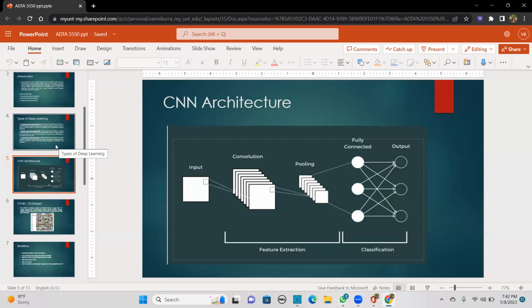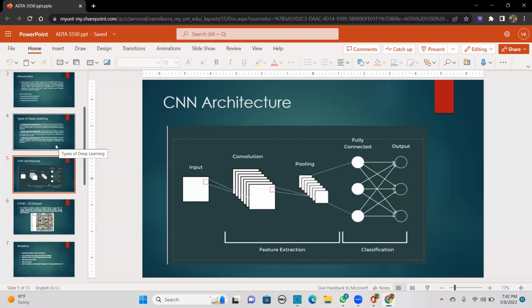However, these functions are less commonly used in CNNs because they saturate when the input is large, which can make training slow and difficult.